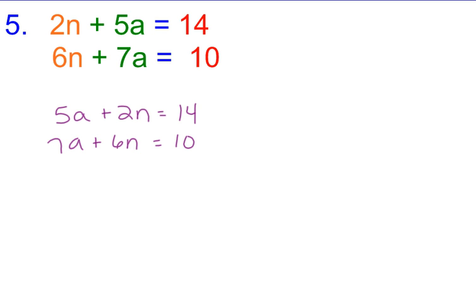I could make my a's, I have a 5 and a 7 as coefficients. I could turn them into a 35 and negative 35. I'm going to also look at my n's. I have a 2 and a 6. I could turn them into negative 6 and positive 6, right? Because I know 2 could become a 6. So I'm going to choose that because that seems like the easiest option. I would times my top by negative 3, because negative 3 times 2 is a negative 6, and they would add up to 0. So you distribute that negative 3 to all 3 parts.